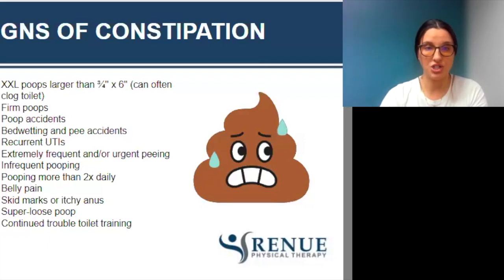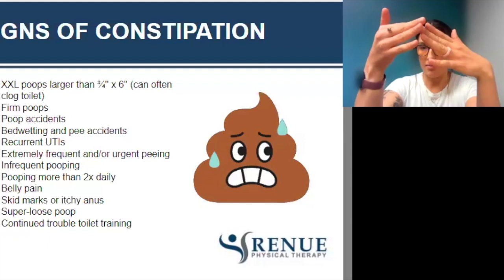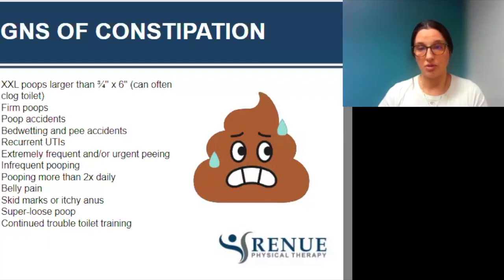Skid marks or an itchy anus, because when kids have full rectums, they're not always getting everything out, so it's hard to wipe and some stuff is still staying there, which can cause the poop stains. Super loose poop, because the loose poop is moving around the hard mass. And then continued trouble with toilet training.